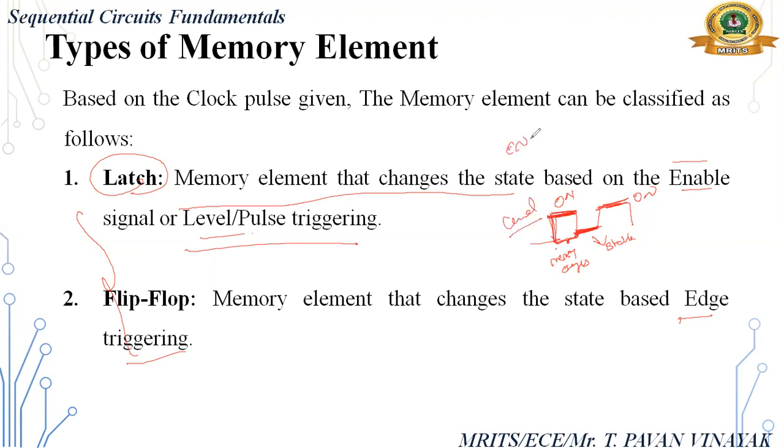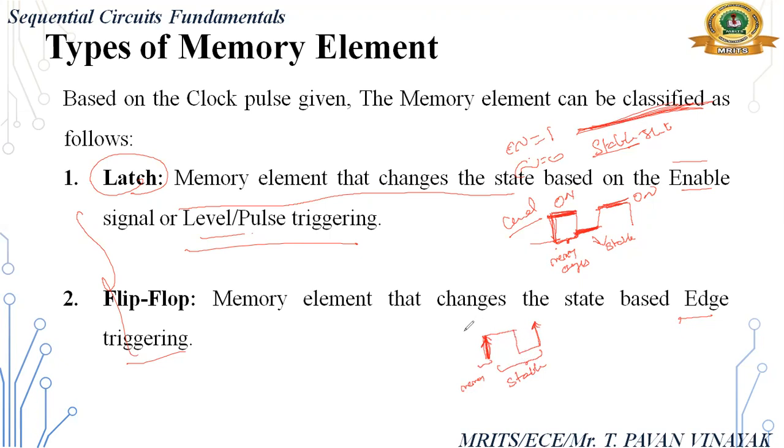If enable is one, the memory will always change immediately. Only when enable is 0 do we go into the stable state. Next, in a flip flop, this is the positive edge. At this instant only, the memory changes. Until then, it is in the stable state.